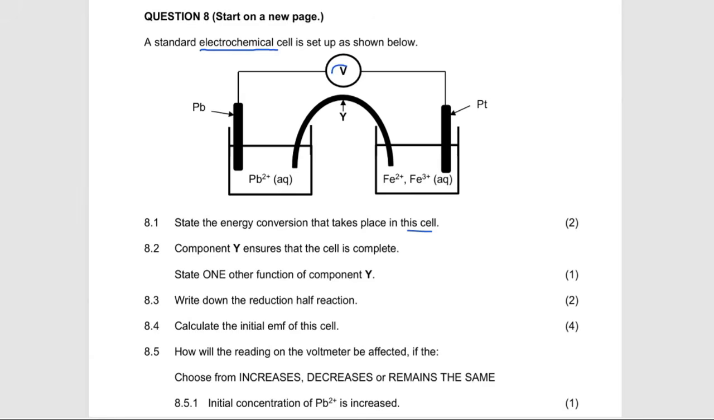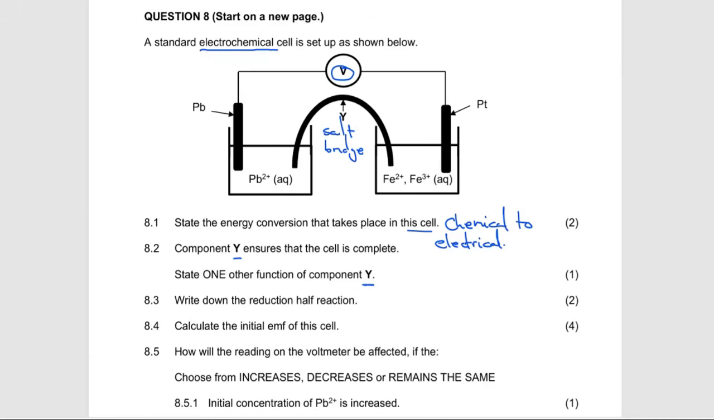So it's easily identified by what? By that voltmeter there. So it's going to be chemical to electrical. So I'm going to say chemical to electrical, right? So that's how we answer that one. Then 8.2 says component Y ensures that the cell is complete, right? State one other function of the component Y, right? So take note of component Y. We refer to it as a salt bridge, right?